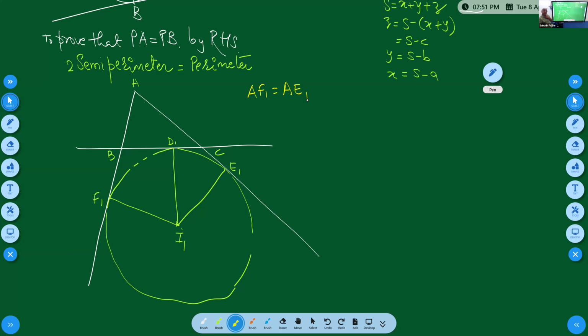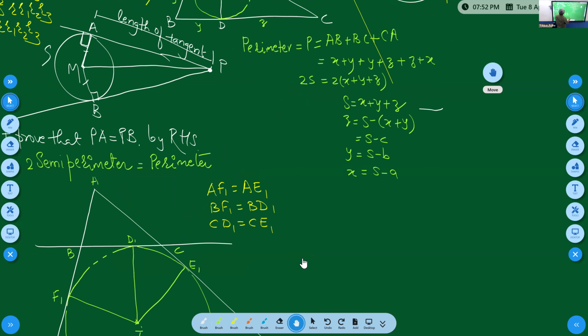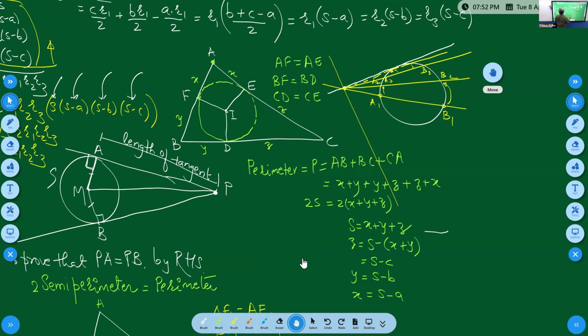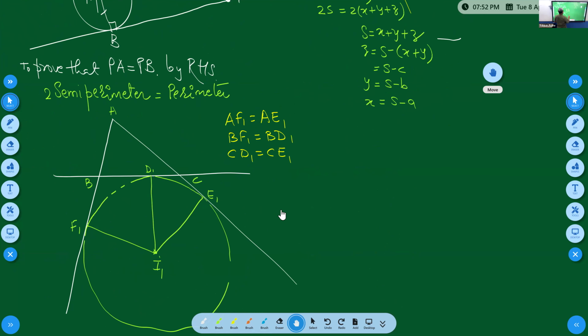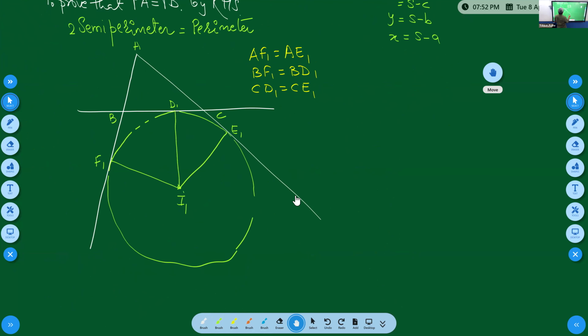Length of tangent. Consider the ex-circle and B is also outside. Therefore, BF1 is equal to BD1. Consider the ex-circle and C is also outside. Therefore, CD1 is equal to CE1. This is what we have achieved so far. And then what did we do in case of the in-center? Once we wrote these three, we said we will write the perimeter and then try to break it in parts.